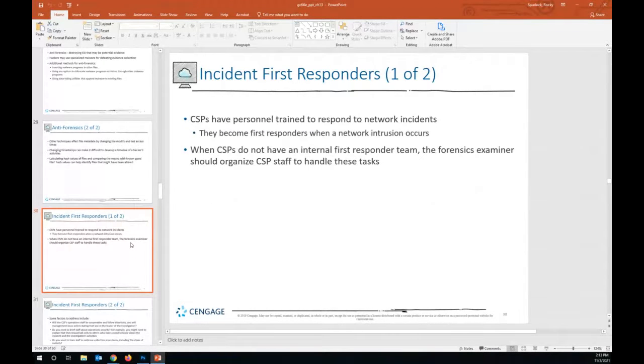Typically, CSPs have personnel who are trained to respond to network incidents. If the CSP doesn't have an internal first responder team, then a forensic examiner should organize CSP staff to respond to incidents.